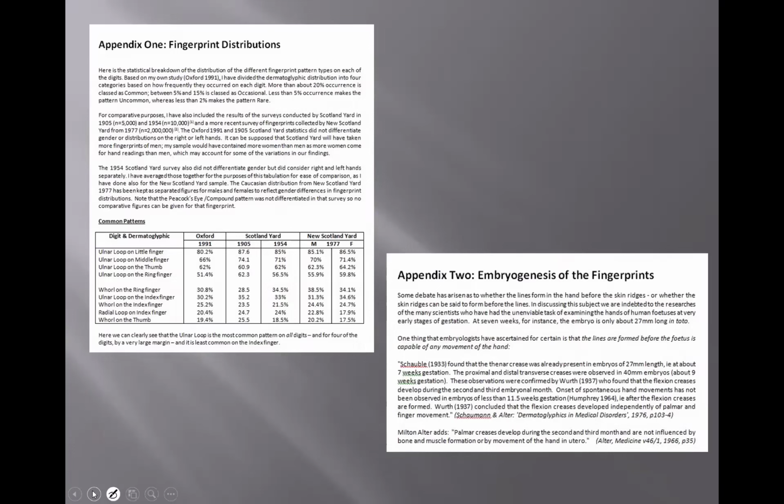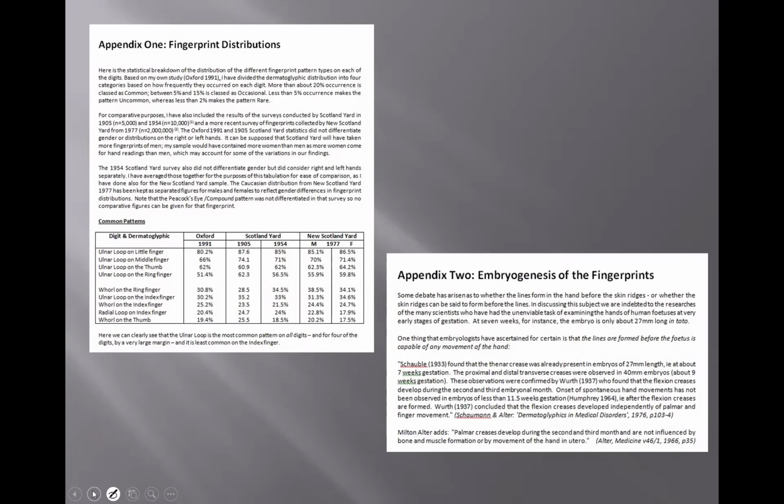There are two appendices. The first appendix gives a complete statistical breakdown of the fingerprint patterns on each of the fingers, and that's going to be available as a free PDF. If you'd like to get that, you can pop me an email. If you send me an email, I will send you a free copy of the distribution of the fingerprint patterns, so you can work out how common or how rare the fingerprint patterns are on each of your fingers.